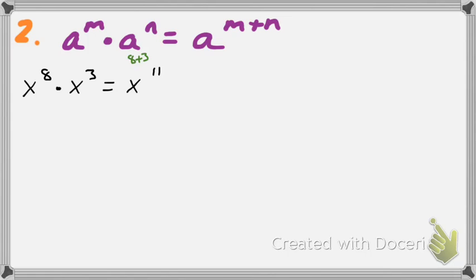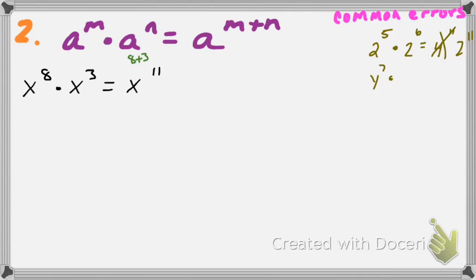Quiet, please. Here are some common errors that kids will make. As the problems get more difficult, these are the traps that you're going to fall into. Here's trap number 1. That's incorrect. It should be 2 to the 11th. Here's trap number 2. That's incorrect.